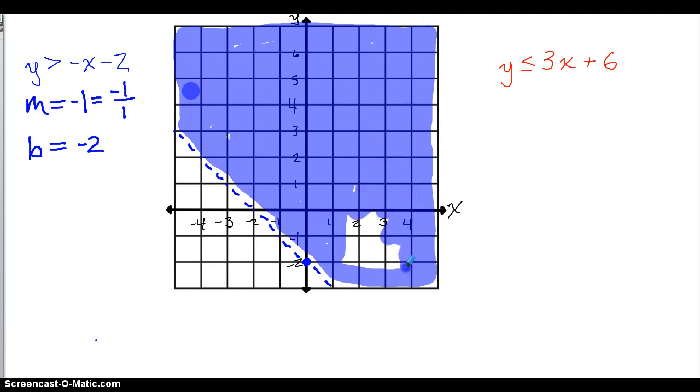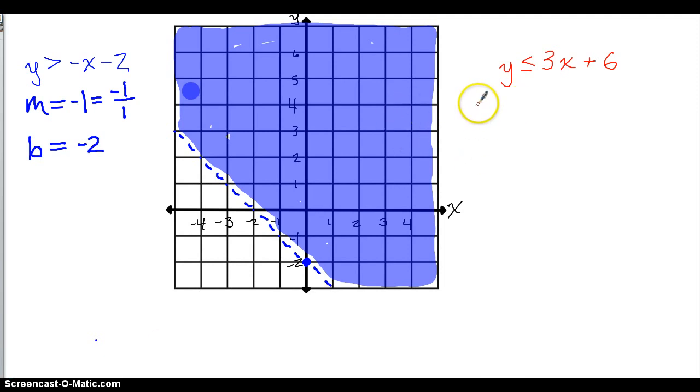All right, so I'm just about finished shading in the region here. And so this shaded region represents all of the solutions for this inequality here. So any point I pick in this shaded region will give me a solution for my blue inequality there on the left. Now I'm going to do the one on the right.